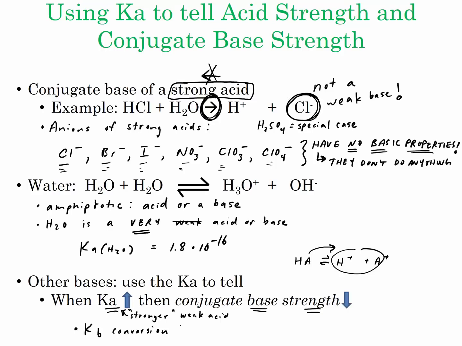Water has an equilibrium constant called Kw. So Kw is the equilibrium constant for water, and it has a value of 1 times 10 to the negative 14th. This is by definition, so it actually has infinite sig figs, because it's defined to be exactly 1. So for the Kb conversion, it's based on Kw. Kw equals Ka times Kb.